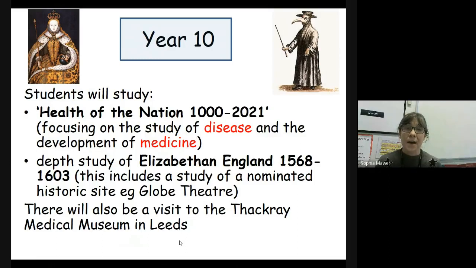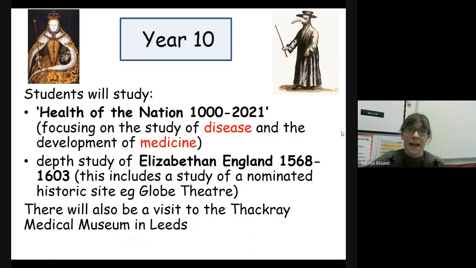We have to do a specific site study, and in the past we've done Hardwick Hall, the Globe Theatre, Kenilworth Castle, where you look at an Elizabethan building in lots of detail and see how that fits in with all the knowledge and all the things that you have learned. So that's what we'll be doing in Year 10, some very different history to perhaps what you've done in Year 9. One of the good things about the history course is the variety.